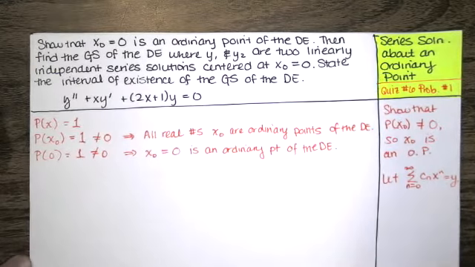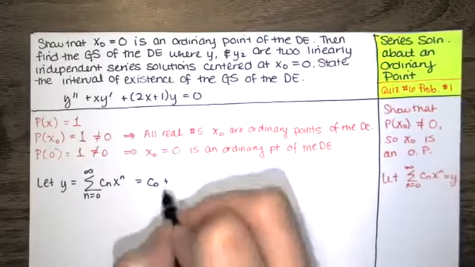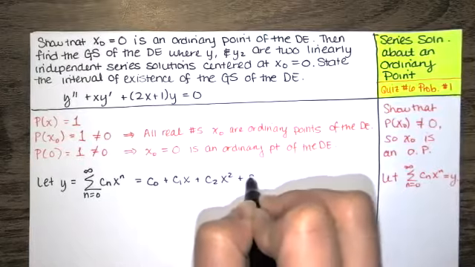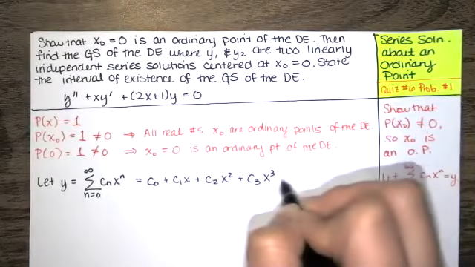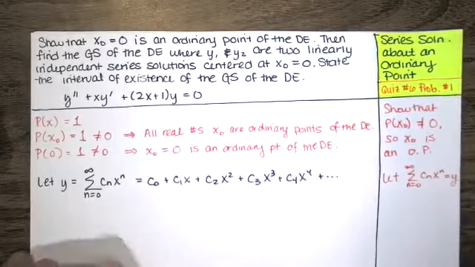So we're going to let y equal the sum as n goes from 0 to infinity of c sub n times x to the n. Remember, that's c sub 0 plus c sub 1 times x to the first plus c sub 2 times x squared plus c sub 3 times x cubed plus c sub 4 times x to the fourth, and so on.